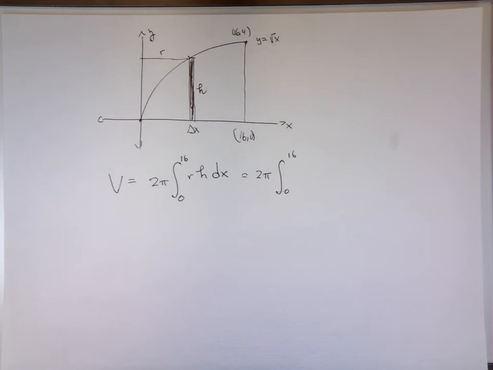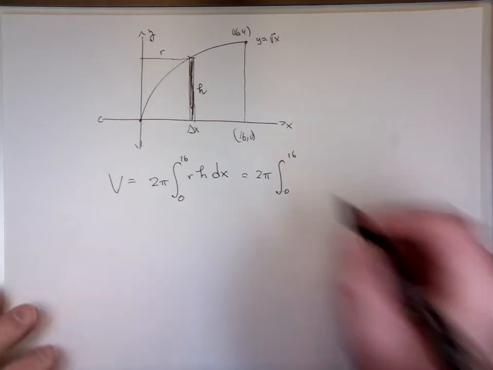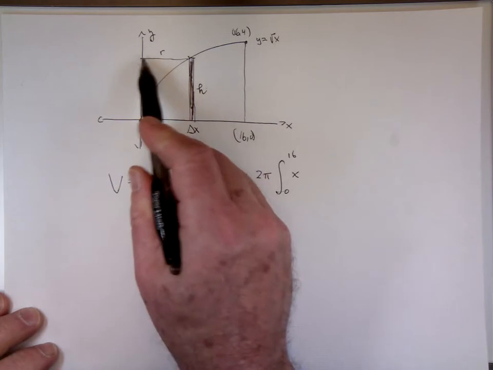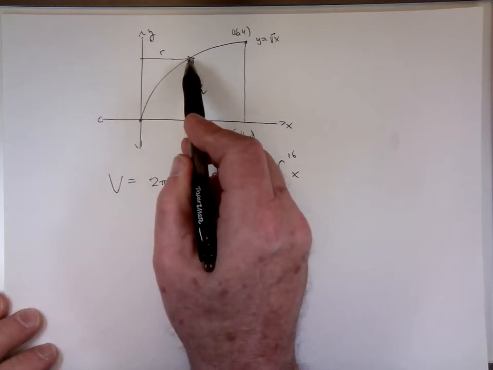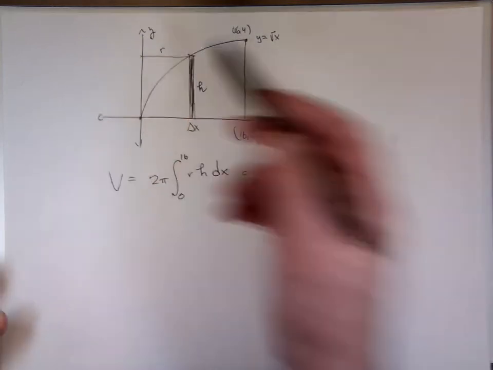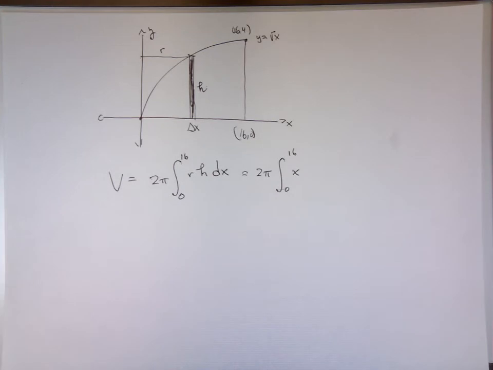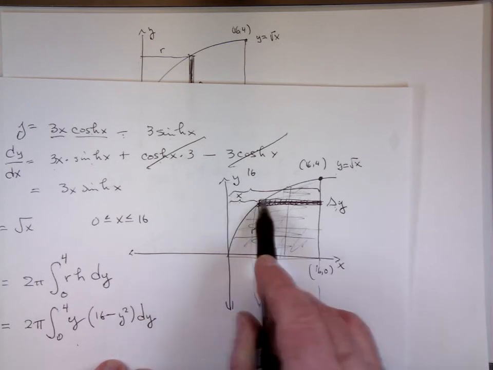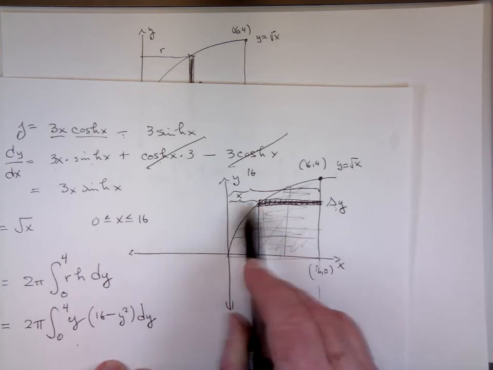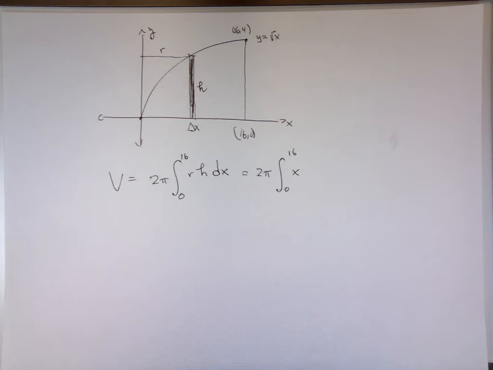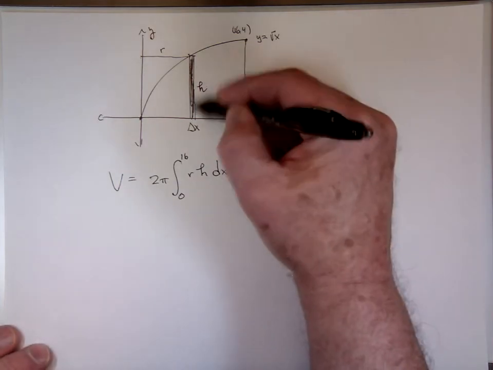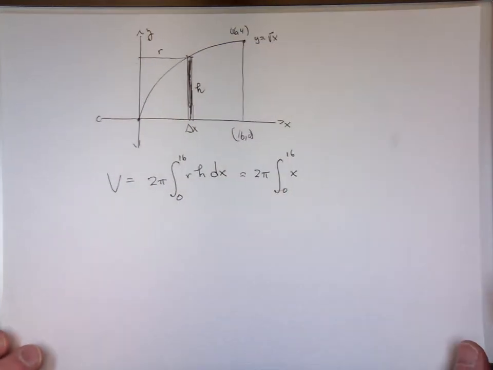16 minus x. No. What is r equal to? R. Yes, just x. The distance from the y-axis is x. Okay, that's it. When we looked at it before, that's what it was before, too, but we had to change it because we were in terms of y. But that's what it is. That's x. H, this distance, what's that equal to? Whatever the height is, right? Whatever the height is, which is equal to square root of x.